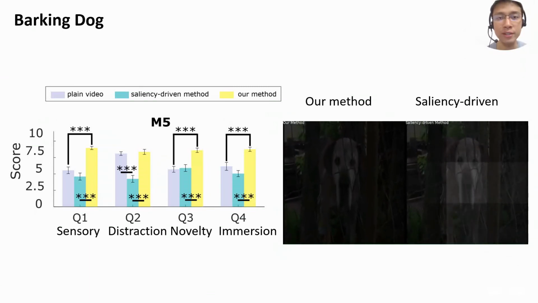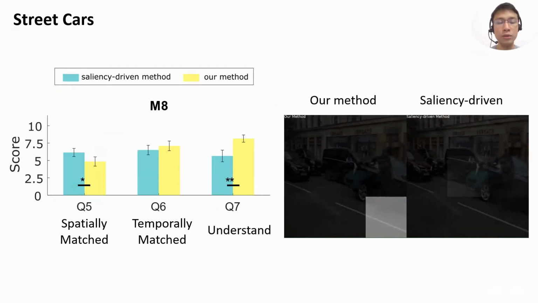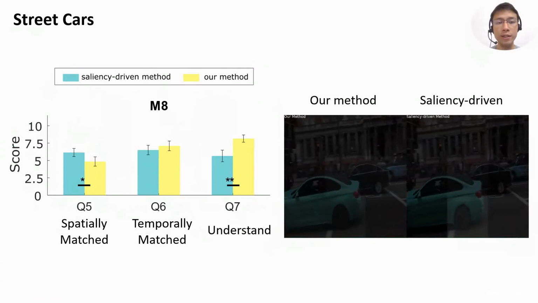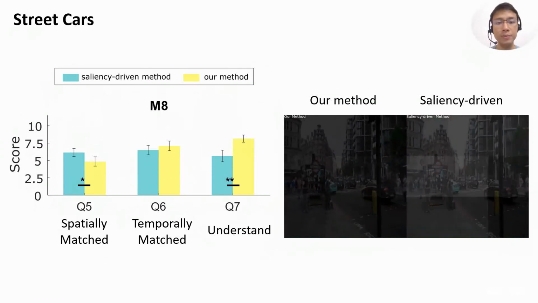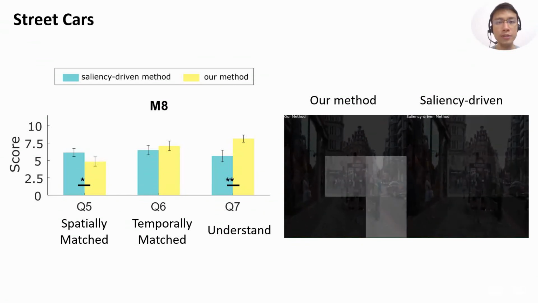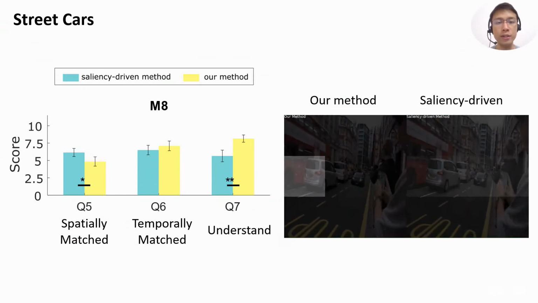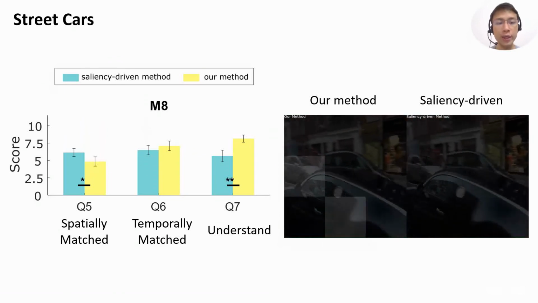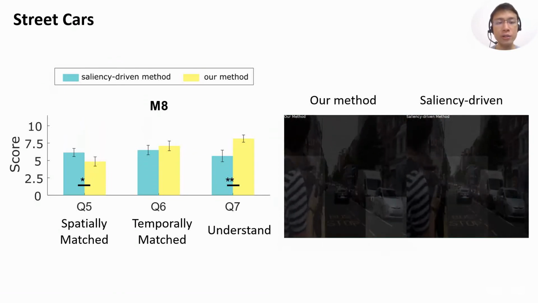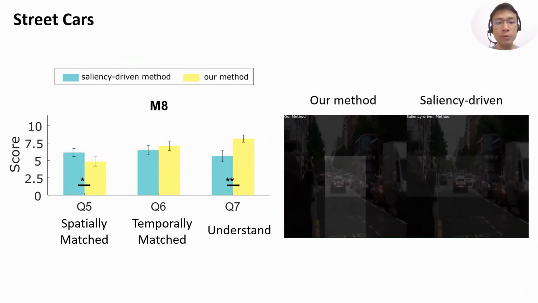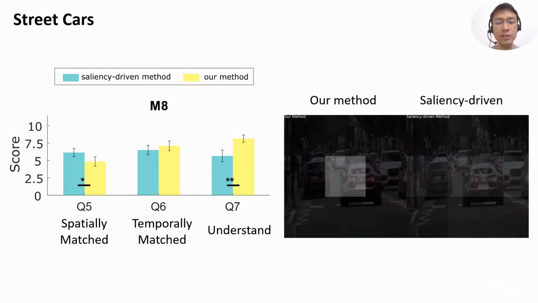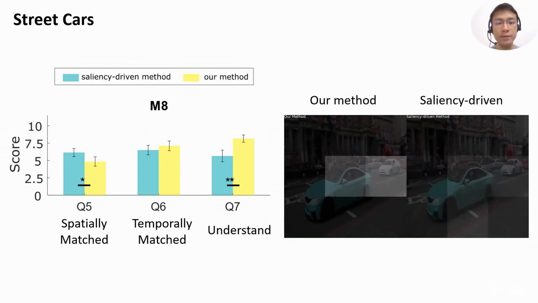quality of experience questions. The streetcars example showed one of the limitations of our current method. If there are multiple sounding sources in the scene, our method will be confused about which one is the real sounding source. Therefore, from the results, we can observe that the salience-driven method significantly outperforms our method in spatially matching the tactile effects with the movie.